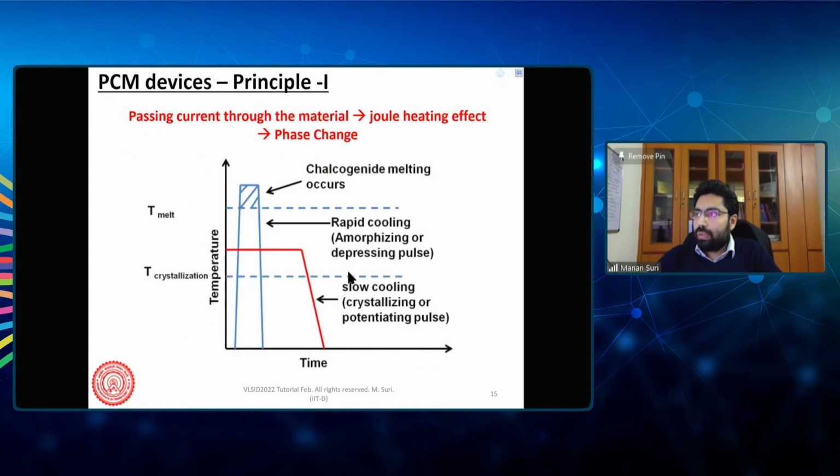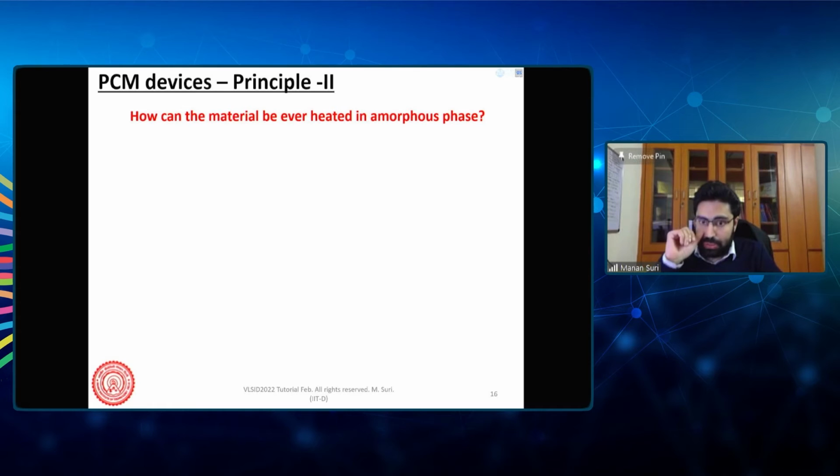Okay. Now let me ask a question, just to think about. Let's say you start with your PCM device in the crystalline state, and then you apply some electronic stimuli, some pulse, and through Joule heating you try to increase the temperature of your phase change layer. Now, if you cross the T melt, you can cause melting and create an amorphous region. But if the material is already in the amorphous state, which means the high resistive or insulating state, then how can you ever crystallize it? How do you go back? Or how do you switch it back?